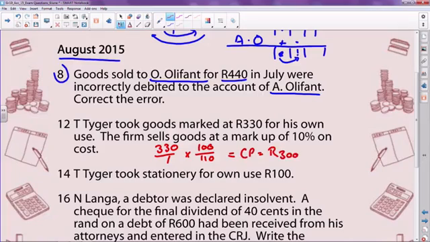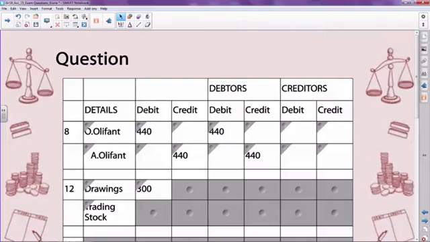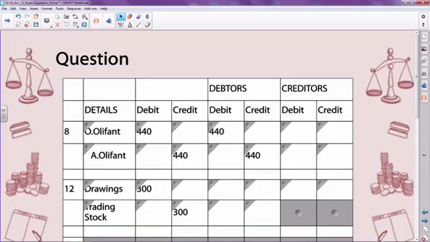Now what happens? The owner takes, so drawings goes up with 300. What happens to trading stock? The asset goes down on the credit side with 300, and there's your debit for the credit. So please do it like this, and let's go and look at your answers. As you can see, drawings will be debited with 300, and then your trading stock will be credited with 300. And then you can write a narration of the owner took stock at the original cost price, and there you have it. So hope you got it right.